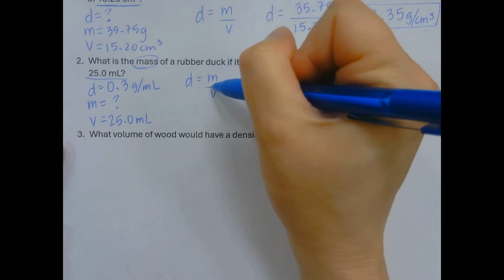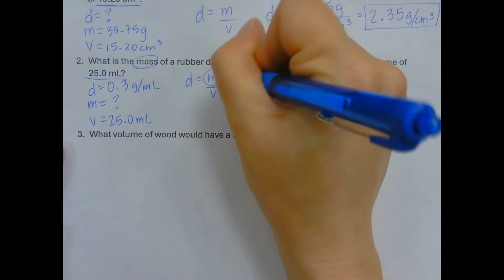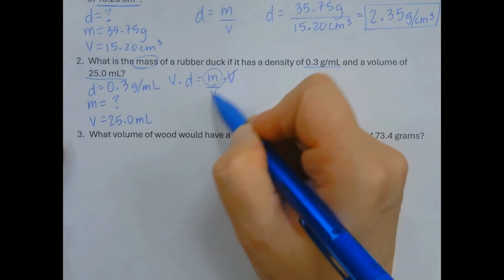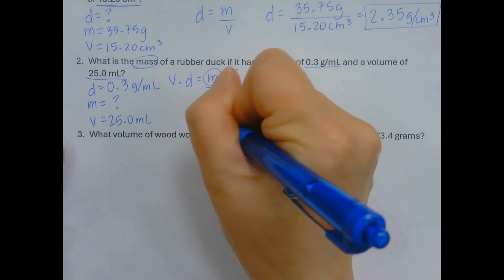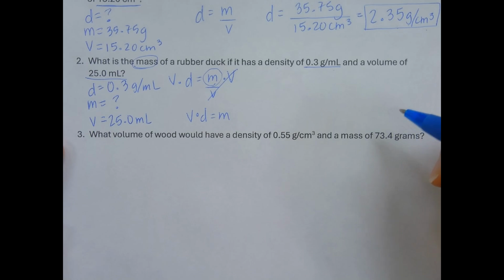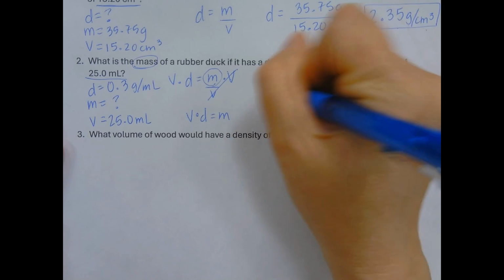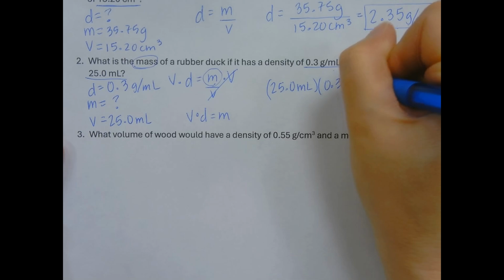But if I'm looking to solve for mass, I'm going to rearrange this. So I'm going to multiply the volume off the bottom. So volume over volume cancels. And what I'm left with is volume times density equals mass. All I did was rearrange it. So now I'm going to plug it in. My volume, 25.0 milliliters, times my density, 0.3 grams per milliliter.